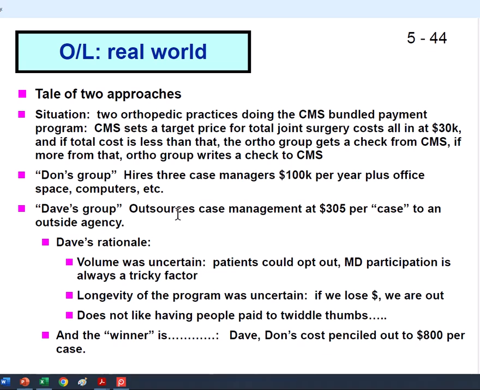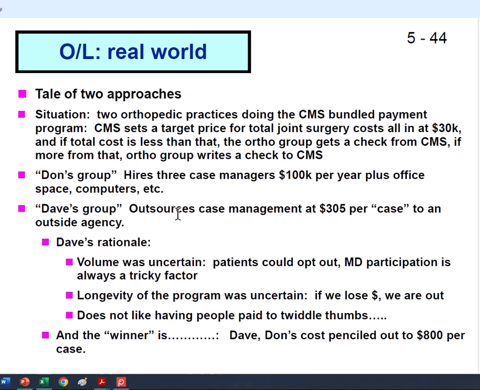So Don's a buddy of mine. He ran a competing group. We're all kind of friendly competition. He hired three case managers at $100,000 a year, plus office space, computers, and everything else. So Don went with the high operating leverage model, the high fixed costs.